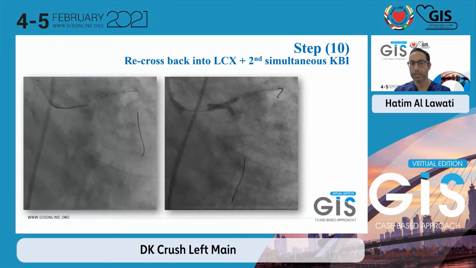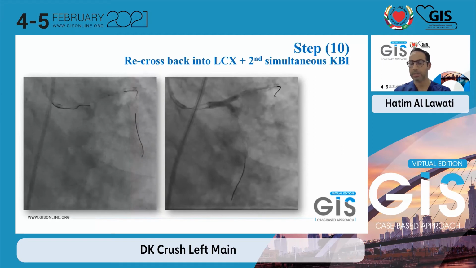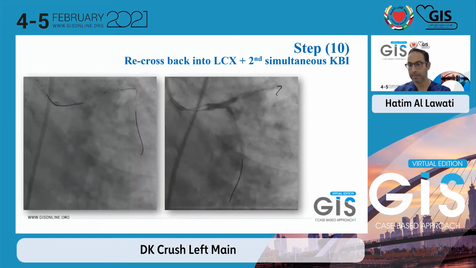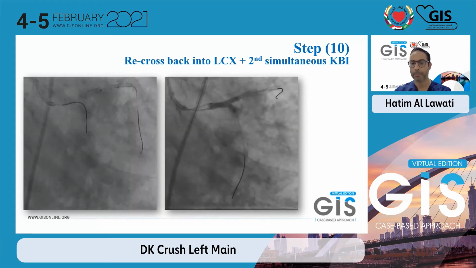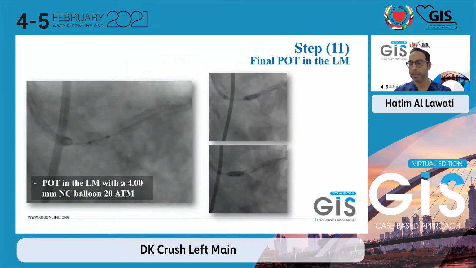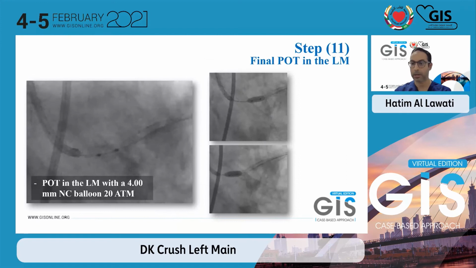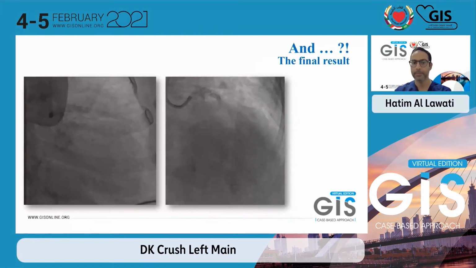We then recrossed the stent struts into the circumflex, opened the struts with a small balloon, and ended up performing our second simultaneous kissing balloon inflation with a 3.5 NC balloon in the LAD and a 2.75 NC balloon in the circumflex. The final POT was performed with a 4 millimeter NC balloon in the left main to 20 atmospheres, including the ostial struts. And the final result was as shown.